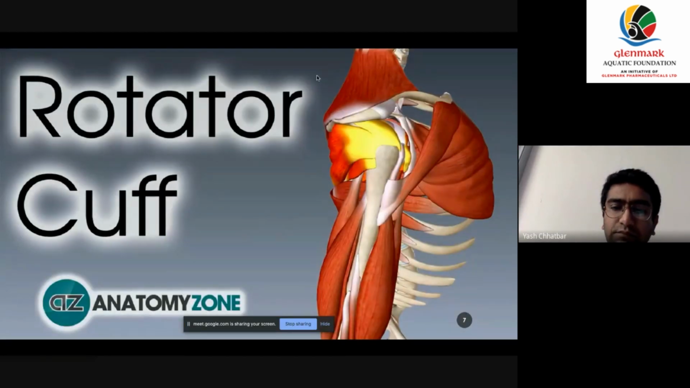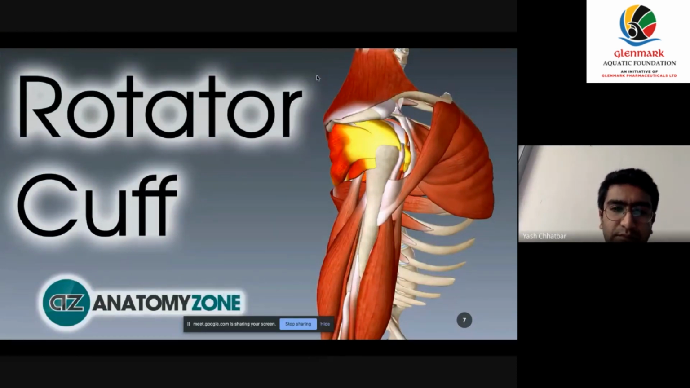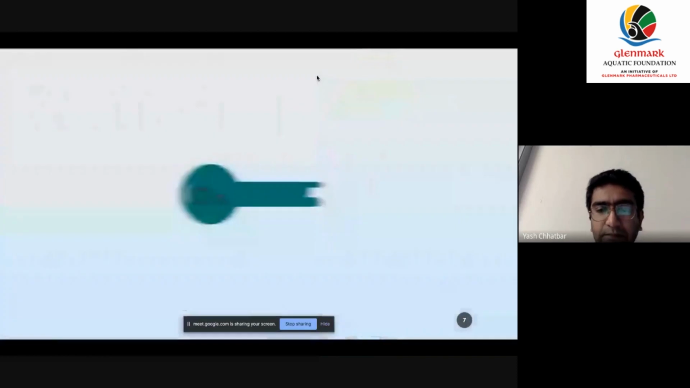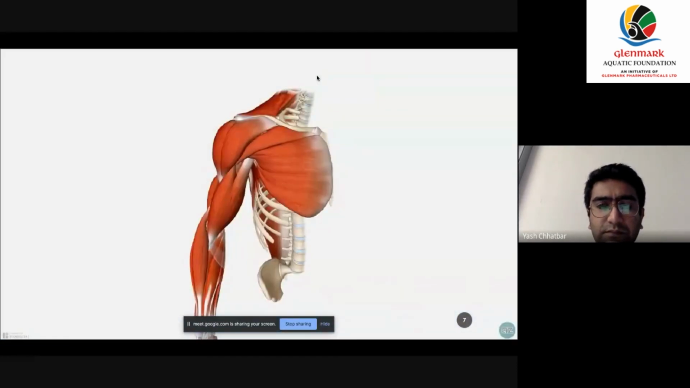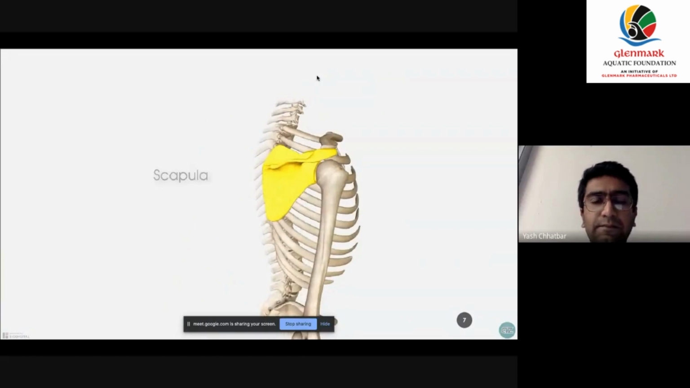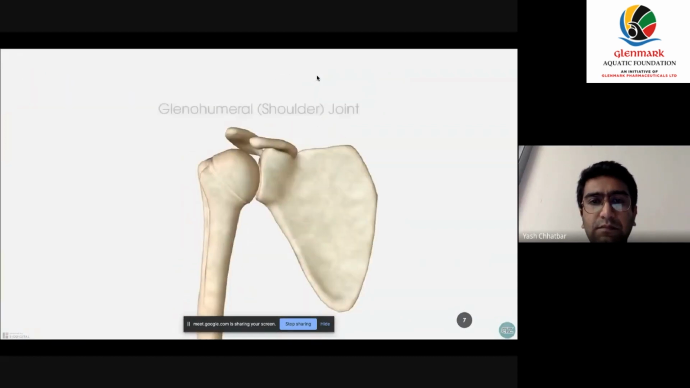Hi, this is Peter from Anatomy Zone, and in this tutorial, we're going to take a look at the anatomy of the rotator cuff. The rotator cuff are a group of 4 small muscles within the shoulder, which originate from the scapula and attach to the humerus to provide dynamic stability at the glenohumeral or shoulder joint. These muscles are found deep within the shoulder.